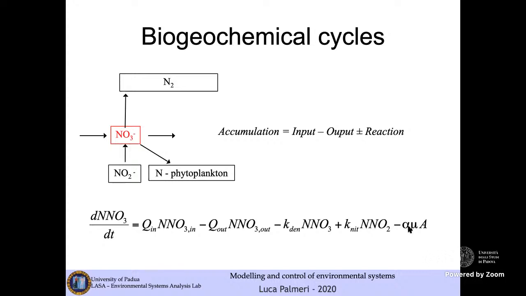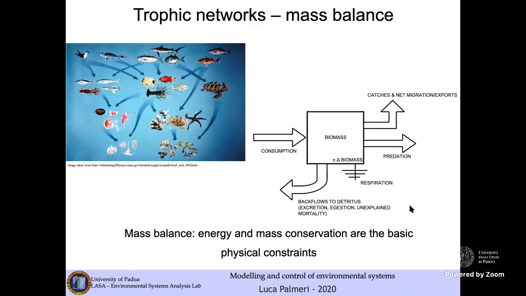Now this is really a way of putting into practice the balancing of biogeochemical cycles. This approach is very general, so general that we may employ mass balances that are simply on the basis of energy and mass conservation, which are the basic physical constraints in this case. You remember what we said about constraints? Constraints allow us to reduce the number of degrees of freedom of the system.